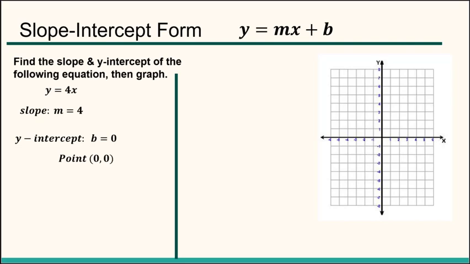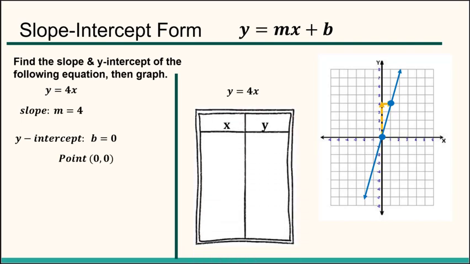So I need to draw that dot. And here's our dot. All right, so now from this dot, we're going to rise 4, run 1. Draw another dot. Connect the dots. Line graphed. Let's just look at our t-chart, see what's happening here. And then we have, if x is 0, plug that into our equation. y is 0. 4 times 0 is 0.